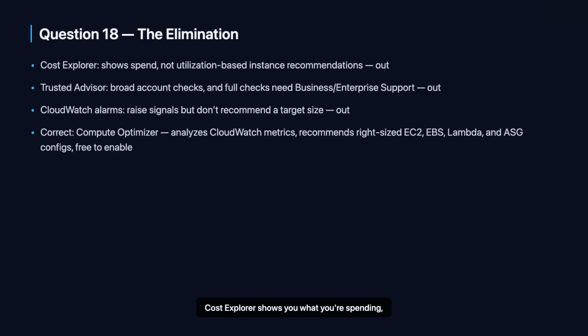Eliminate. Cost Explorer shows you what you're spending, but it doesn't map utilization to a specific instance recommendation. Out. Trusted Advisor runs broad account checks across many pillars, and its full checks require business or enterprise support, so it's not the precise free tool here. Out. CloudWatch Alarms raise a signal when a threshold trips, but they never recommend a target size.